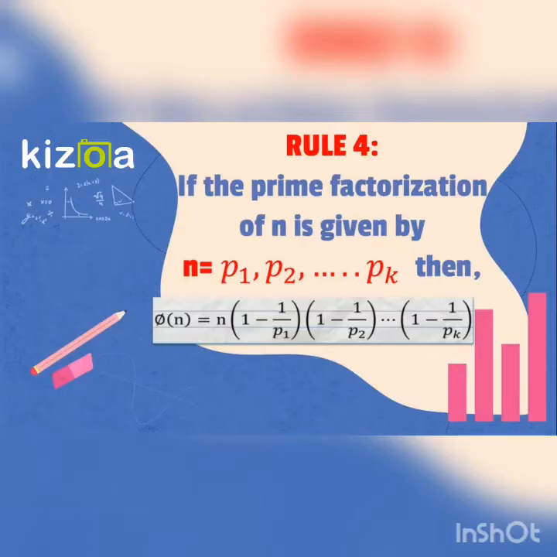Rule number 4: if the prime factorization of n is given by n is equal to p sub 1, p sub 2, and continues up until p sub k, then phi of n is equal to n times 1 minus 1 over p sub 1 times 1 minus 1 over p sub 2, and the product continues until 1 minus 1 over p sub k.